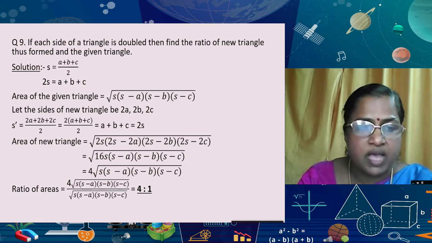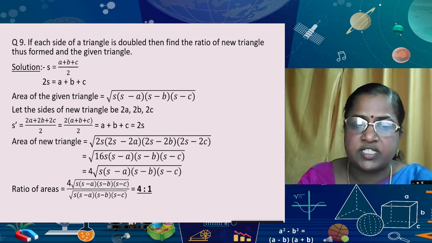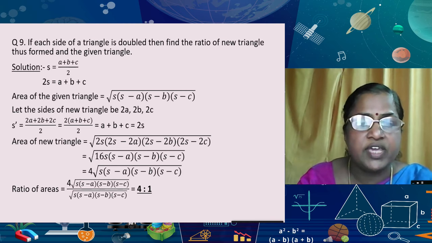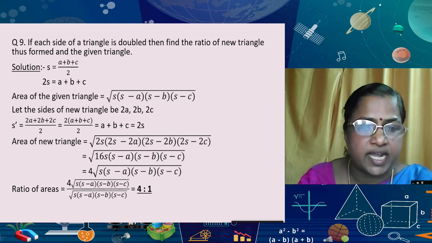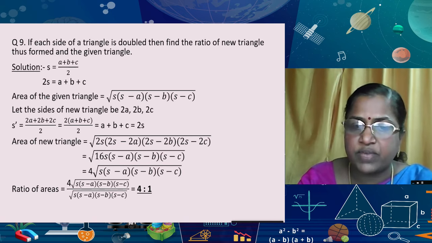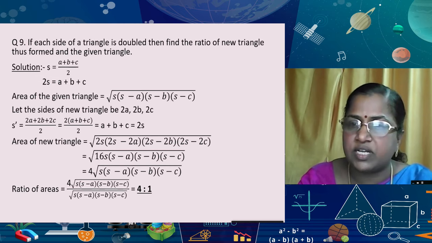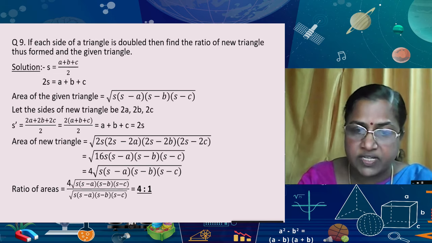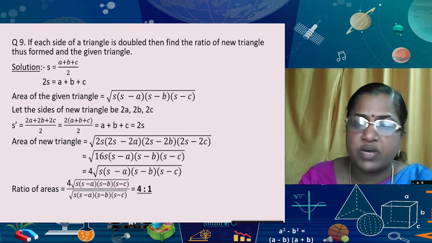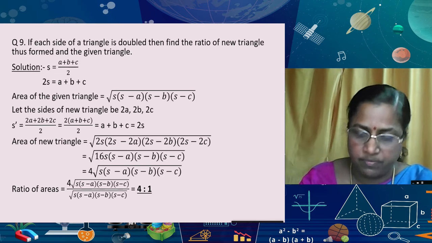So how can we find the ratio of these areas? By dividing these two areas, we can get the ratio of these two triangles. That is 4 into root of S into S minus a into S minus b into S minus c upon root of S into S minus a, S minus b into S minus c. And we are cancelling this. We can get the ratio as 4 ratio 1.